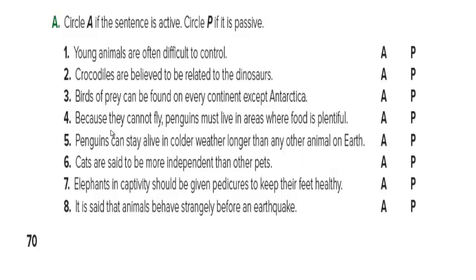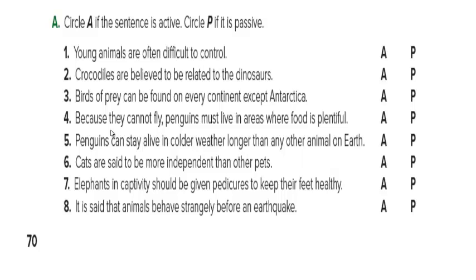Let's now find out about some exercises. Circle A if the sentence is active and circle B if it is passive. Young animals are often difficult to control. What do you think? This one is an active sentence. Okay. Crocodiles are believed to be related to the dinosaurs. Are believed to be. Now this is a passive sentence with a passive reporting verb.